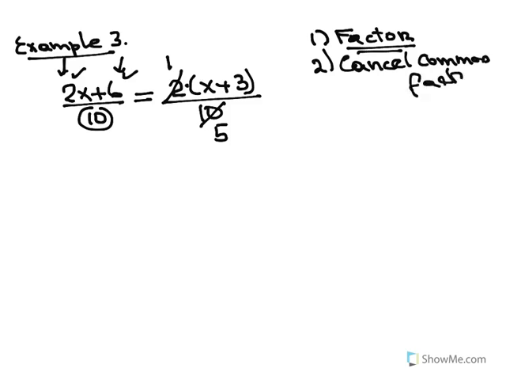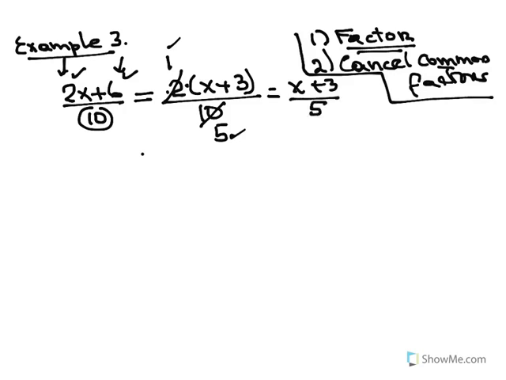Okay? That's what I'm doing right now. So 2 divided by 2 is 1. 10 divided by 2 is 5. And the final answer for this is x plus 3. Let me make a line here to separate the steps. Divided by 5. Okay? Okay, let me go with example 4.